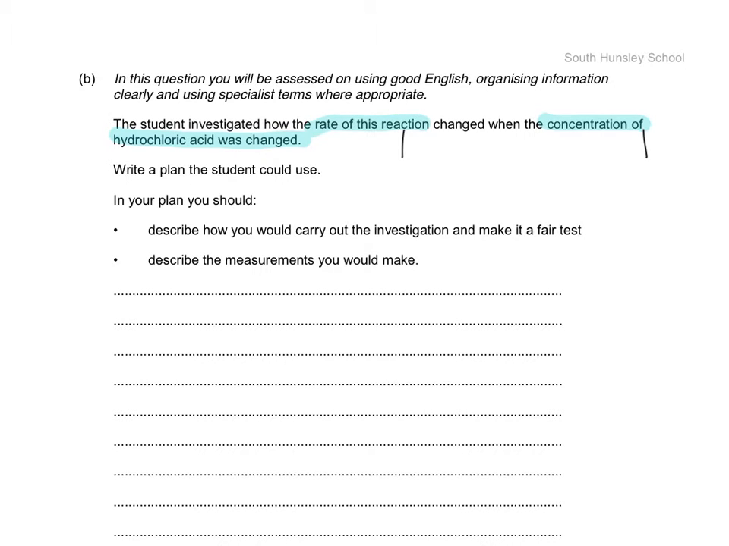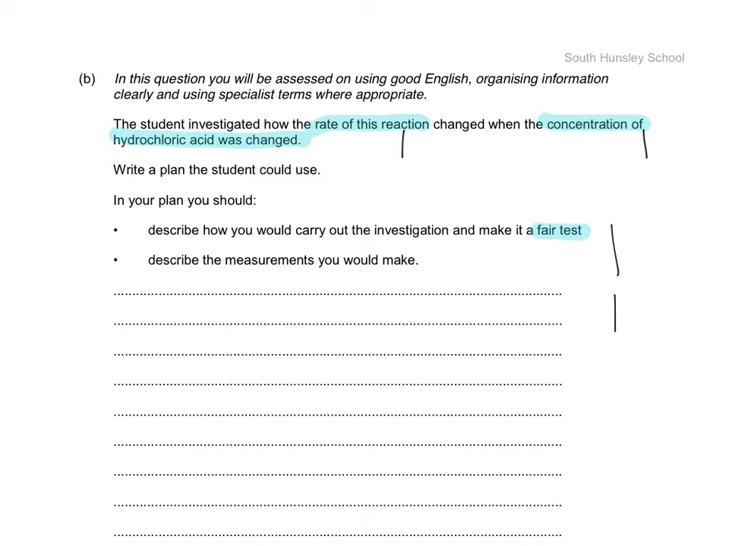But then you also need to talk about what you would do to make it a fair test. So what things are you going to keep the same so that they don't affect the results? One thing you would need to keep the same is the amount of magnesium, the mass of magnesium, and you get a mark for saying that. If you also say the volume of the hydrochloric acid, the amount of it that you use needs to stay the same, there's another mark for that as well.